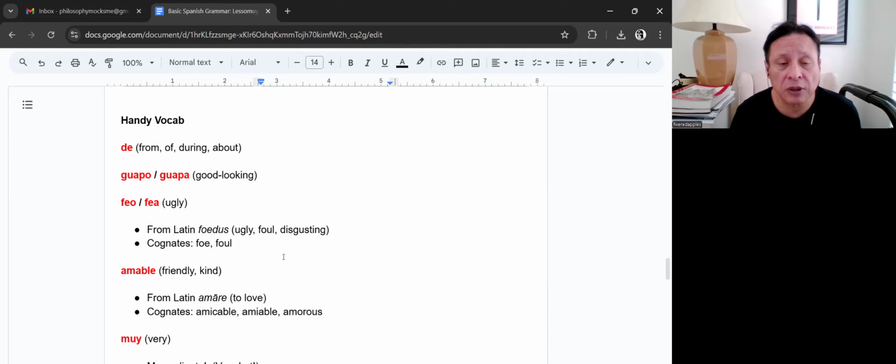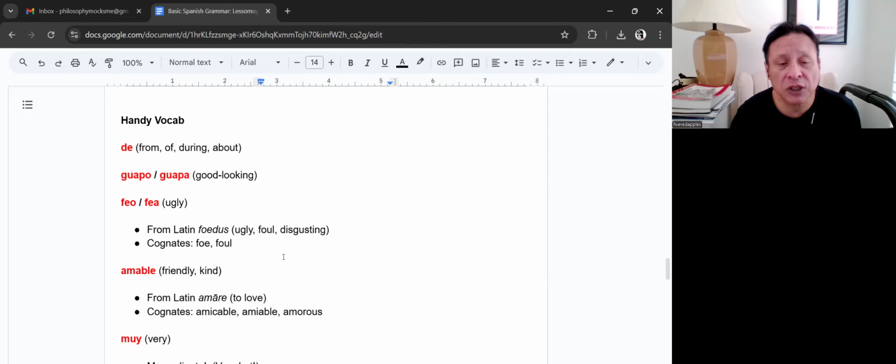Guapo, guapa, we talked about guapo, guapa. I didn't give you any etymology because when the etymology is basically the same word, it's not going to help. So guapo means good looking. We can use this to mean handsome. If you say guapo, you can mean handsome, and if you say guapa, you can mean beautiful to women. But good looking is kind of neutral. You can say he's good looking, she's good looking, right? Guapo, guapa.